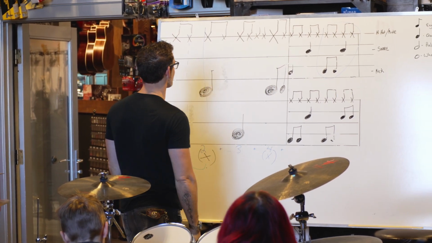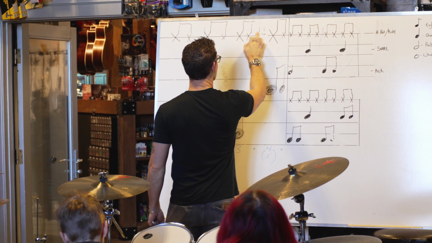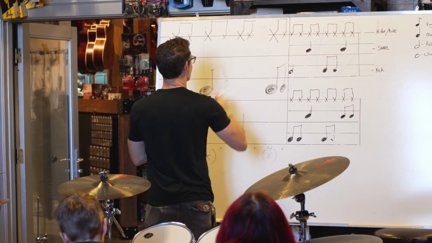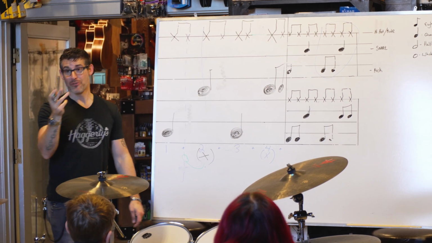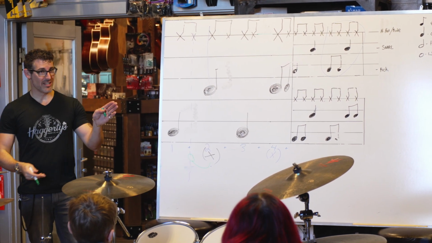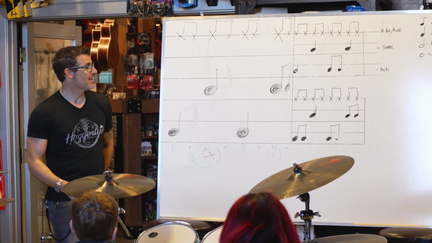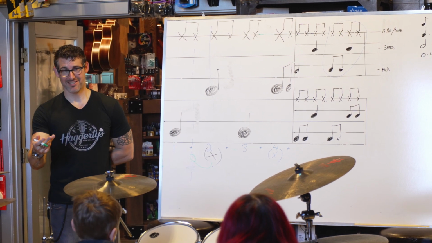What's going on with this measure? That doesn't belong there. I did that last week. Okay, there's 8 in a measure: 1 and 2 and 3 and 4 and. Every beat has an and, that's 8. There's something in between those beats.